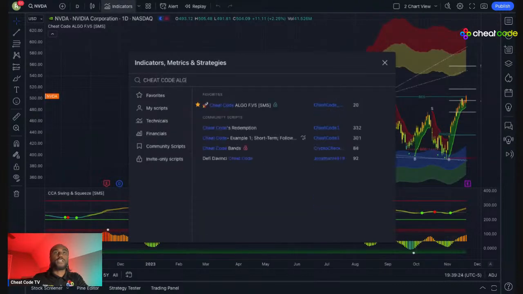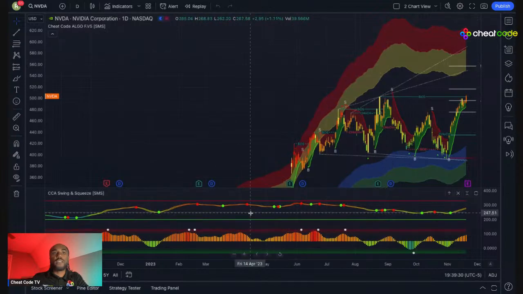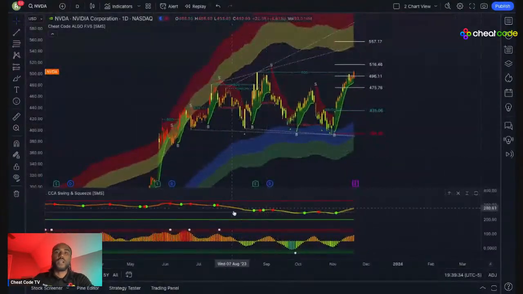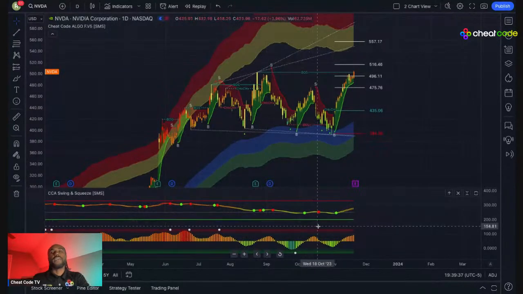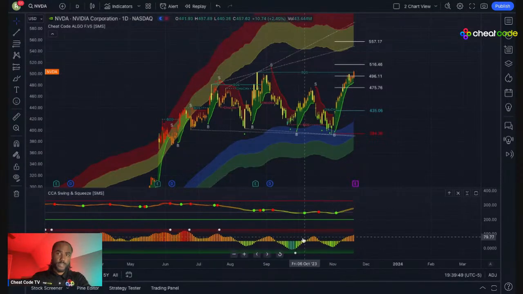So you'll have Cheat Code Algo, boom, right here, all right? Now, we'll also have our swing and our squeeze right here, and it'll be one indicator now. So they'll both come as one indicator here. You'll have our swing, which is going to tell you the direction. It'll signal here and say, hey, we're having a bullish trend direction. Then also the strength of the trend is going to be on our squeeze, which can also have signals here.